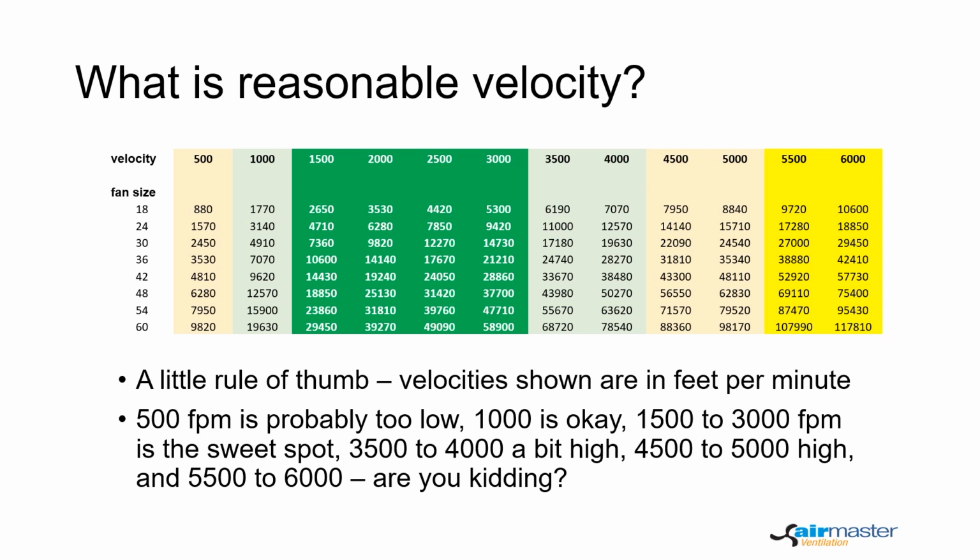So what's reasonable? Of course, reasonable means different things to different people, but here's a little bit of guidance. 500 feet per minute is probably too low. 1,000 feet, well, it's okay. But the sweet spot is between 1,500 feet and 3,000 feet a minute. 3,500 to 4,000? Yeah, sometimes that's where you might want to choose, and we'll show some reasons. When you start to talk about velocities of 4,500 feet and above, you better have a good reason to want to do that.